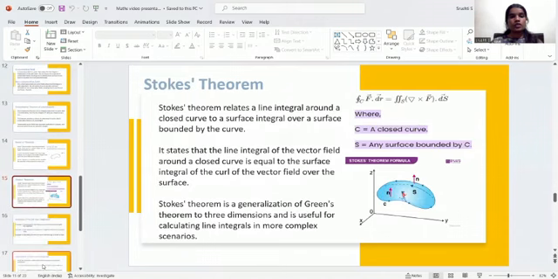Stokes theorem. Stokes theorem relates the line integral around a closed curve to a surface integral over a surface bounded by the curve. It states that the line integral of the vector field around a closed curve is equal to the surface integral of the curl of the vector field over a surface. Stokes theorem is the generalization of Green's theorem to three dimensions, and it is useful for calculating line integrals in more complex scenarios.